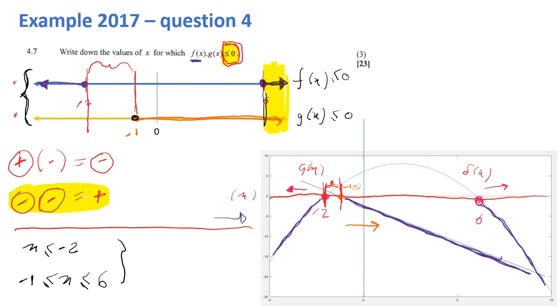It can also be written like this: minus infinity, not including, that's the correct mathematical writing, up to and including -2 because it's smaller or equal to 0, and then -1 to 6, both including, because again it's smaller or equal to 0. Okay, and that's question number 4.